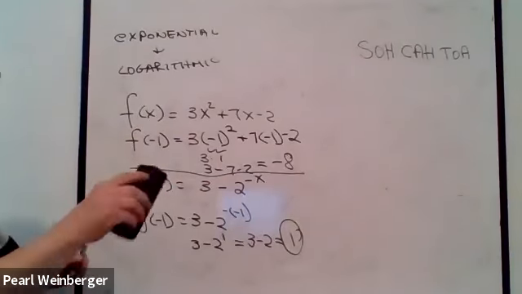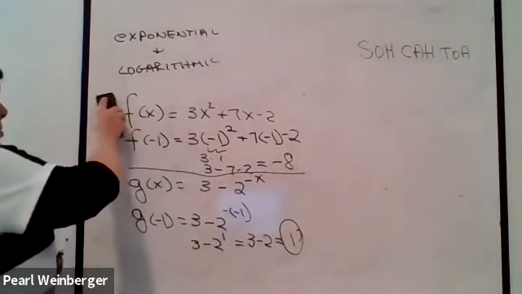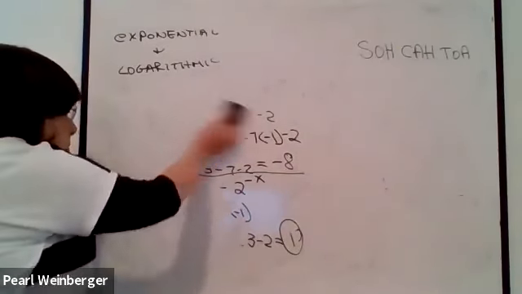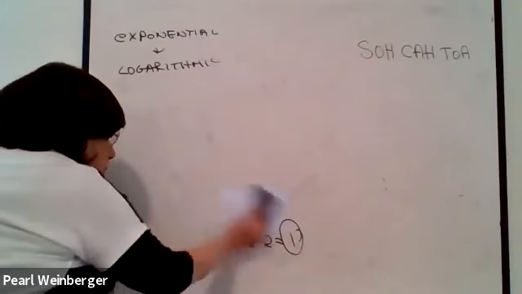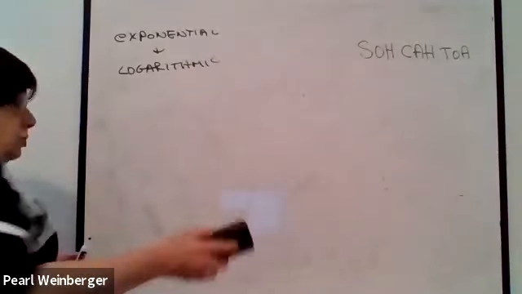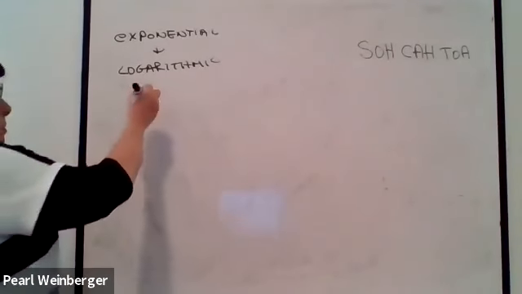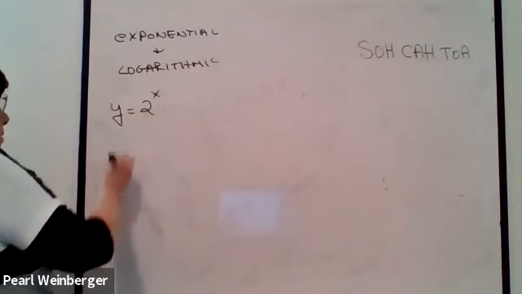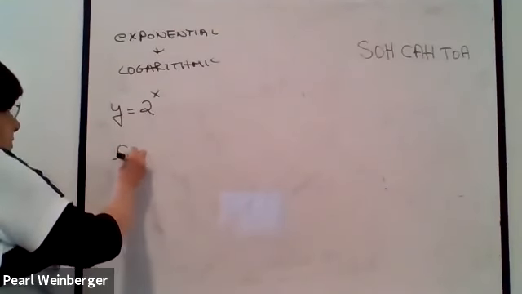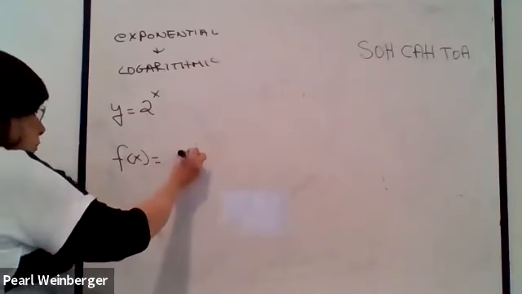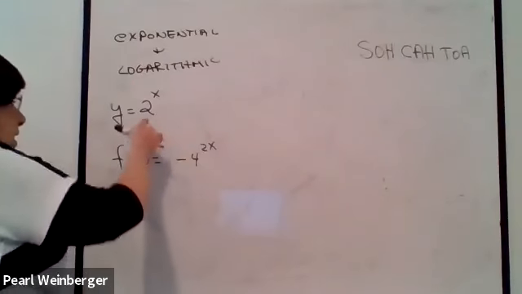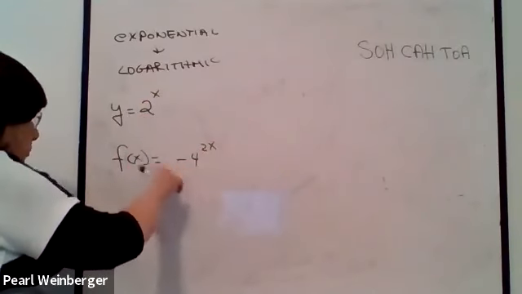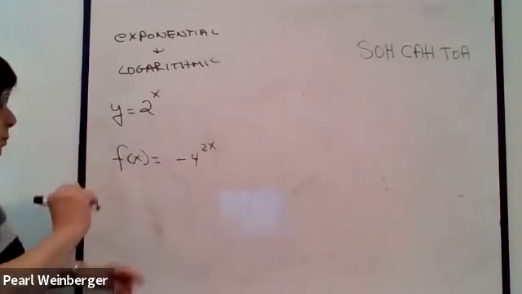When we have exponential equations or exponential functions, the base will always be a positive number. I might have something like y equals 2 to the x, or I might have f of x equals -4 to the 2x. The base here is 2. The base here is 4. The base is not -4 because otherwise it would have to be in parentheses.